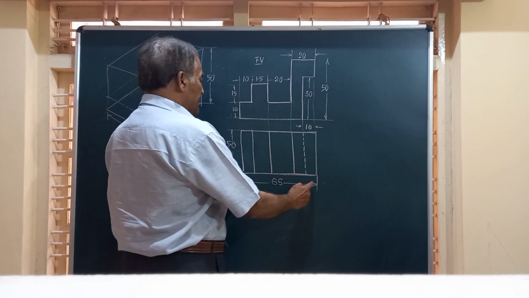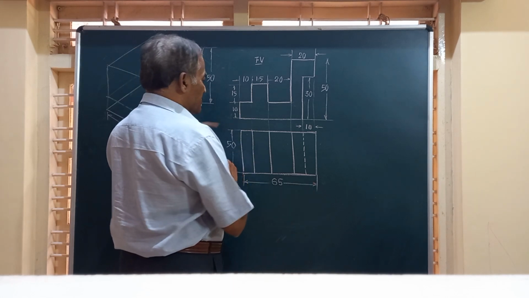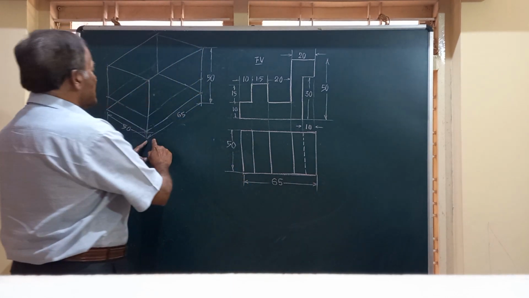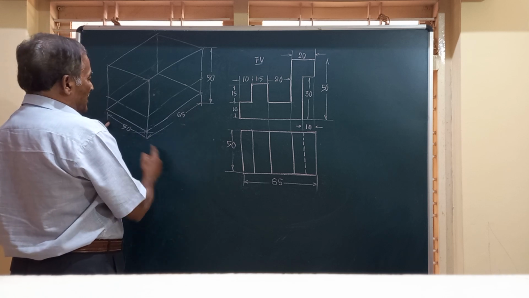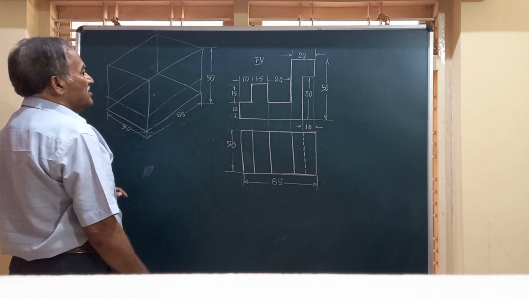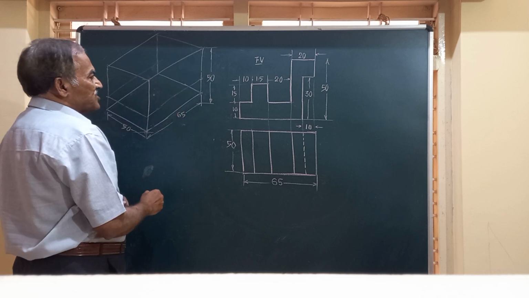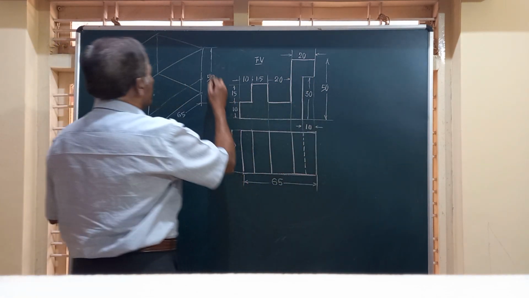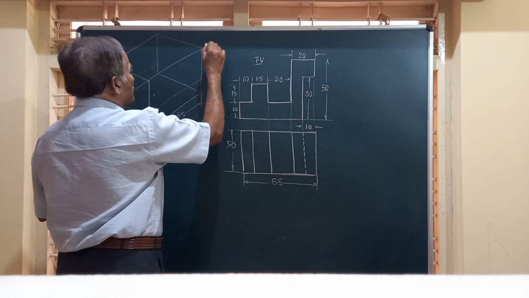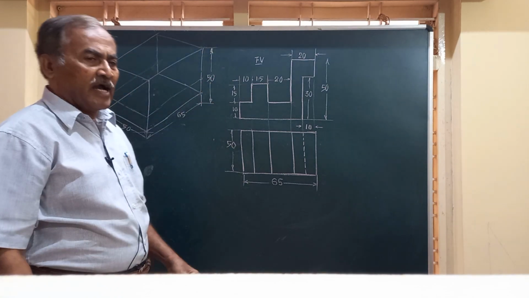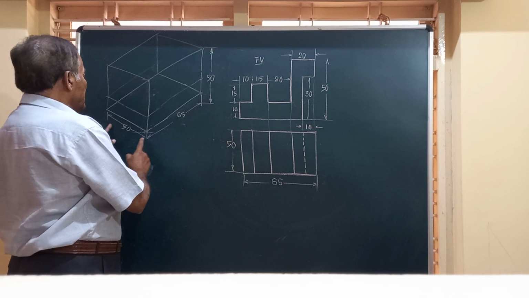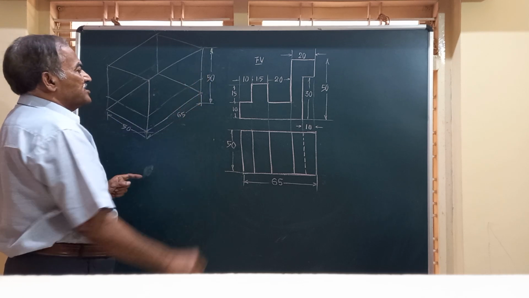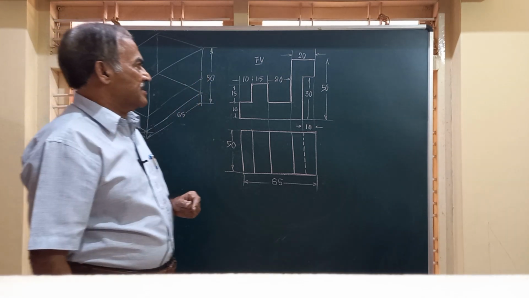It has got a length of 65, width is equal to 50. So 65 I have marked here and 50 the width along this axis. And along the z direction we have a height of 50, that 50 I have shown here. And I have constructed a box of length 65, width 50 and height equal to 50 millimeter.